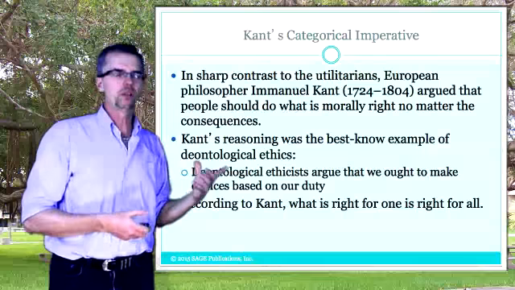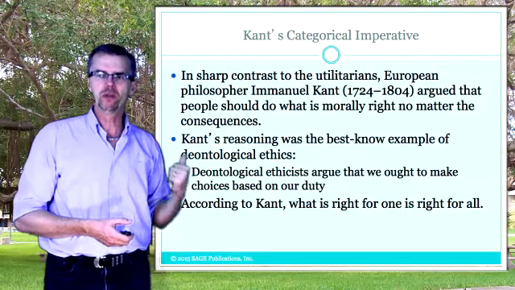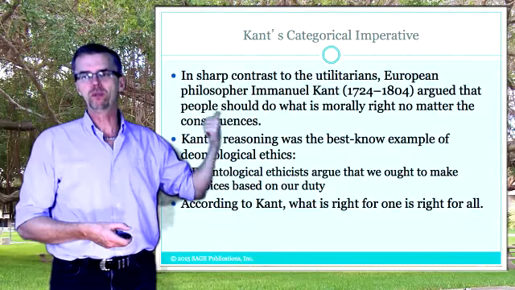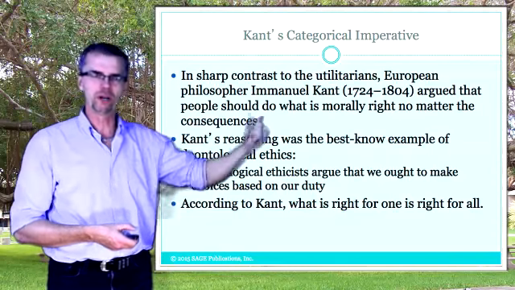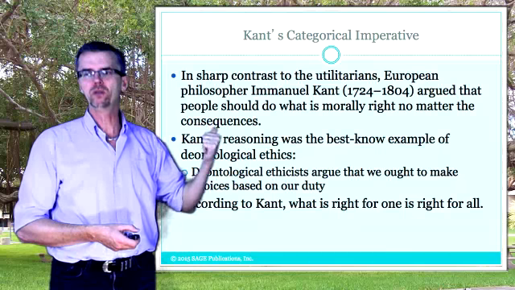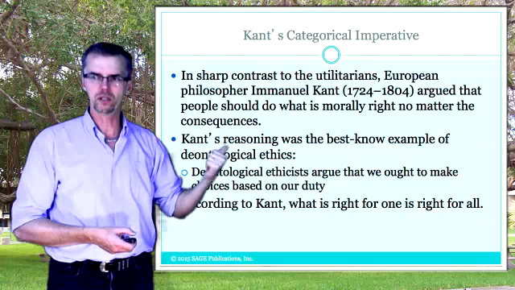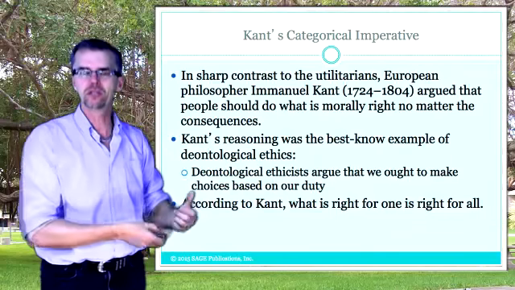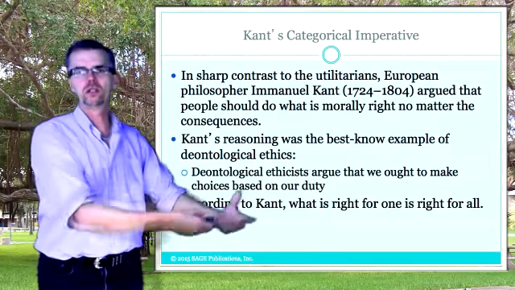When Johnson deals with Kant's categorical imperative, he puts it in sharp contrast to utilitarianism. Kant argued that people should do what is morally right no matter what the consequences are. Kant's reasoning was the best known example of deontological ethics. Deontological means what should be, not what is, that's ontological. Deontological is what should be.